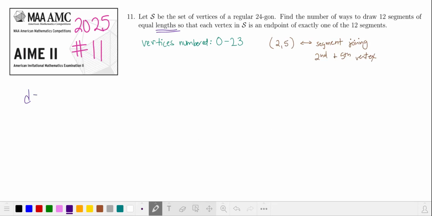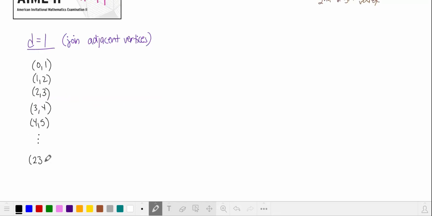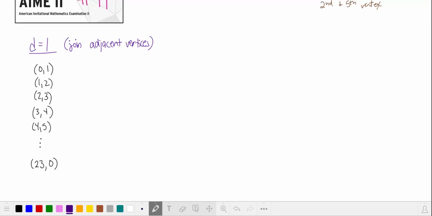When I write D is equal to 1, this is our first case where each segment joins adjacent vertices. There are 24 total segments that join adjacent vertices. We have a segment that joins vertex 0 and 1, 1 and 2, 2 and 3, and so on. And the last one will join vertices 23 and 0. A vertex will join exactly one segment. Without loss of generality, let's choose the segment that joins vertices 2 and 3.